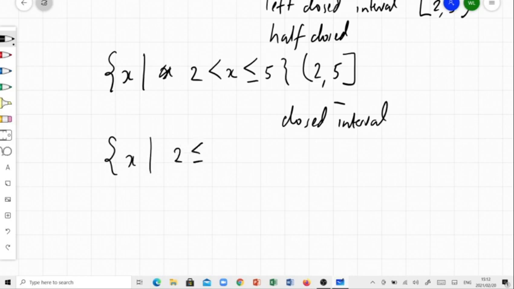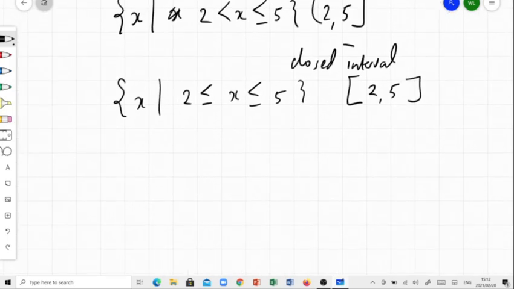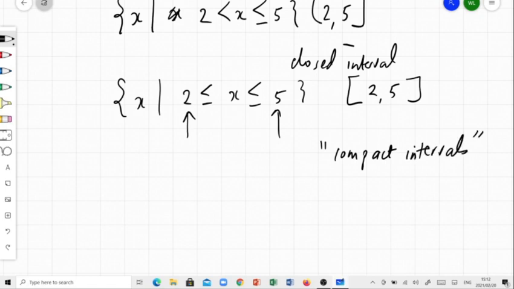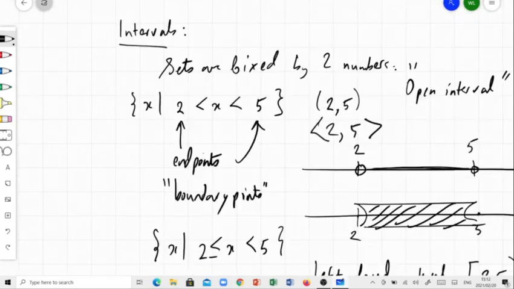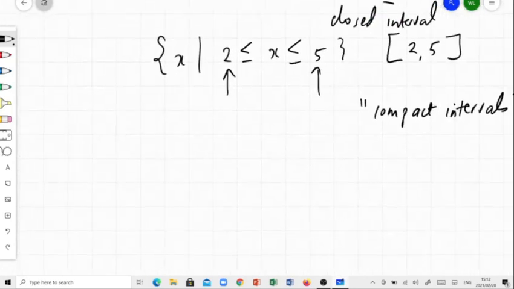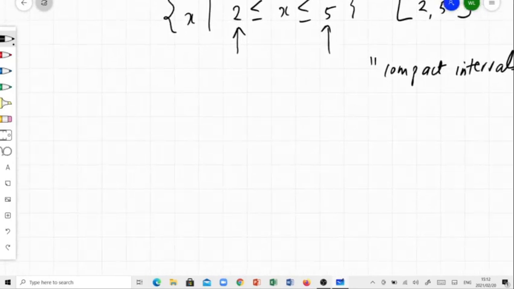And because both are included, I just write it as 2, 5. And if these are real numbers like 2 and 5, this is also given a famous name, and this is what are called compact intervals. This is when you include both of them. So you see, intervals are just specified by two numbers, in the sense that we just pick all the numbers ranging between these two given numbers.